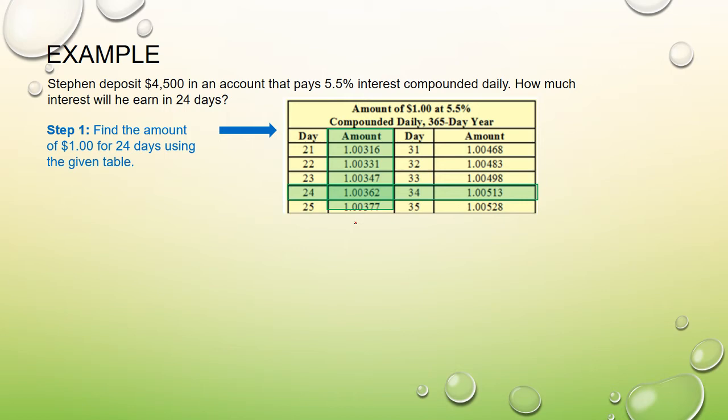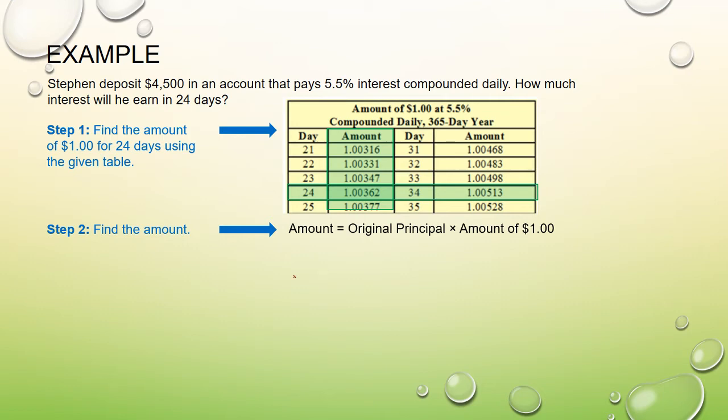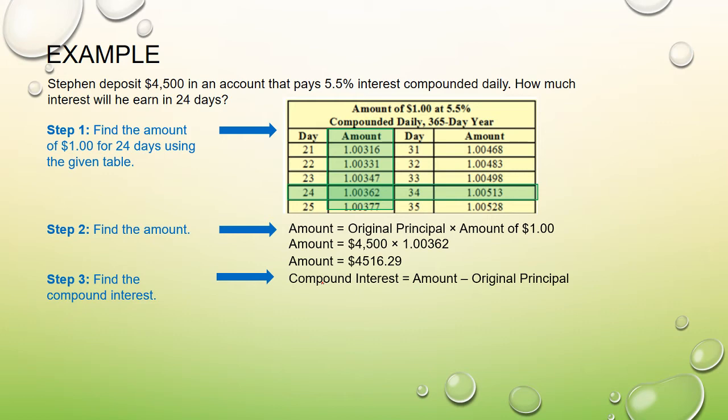All right, step 2 is find the amount. Plug it into the formula again: original principal times amount of $1. So we have 4,500 times 1.00362. Multiply that together, we get $4,516.29. However, the question is not asking for the amount. The question is asking for the interest earned. So again, we subtract. We have $4,516.29 minus 4,500. That means after 24 days, Stephen earned interest of $16.29, which is pretty awesome if you think about it. An extra $16 after less than a month. If you were to put more in there, you'd get even higher.